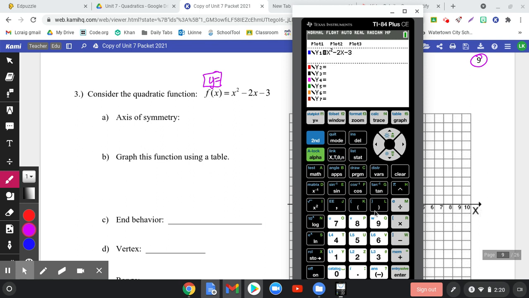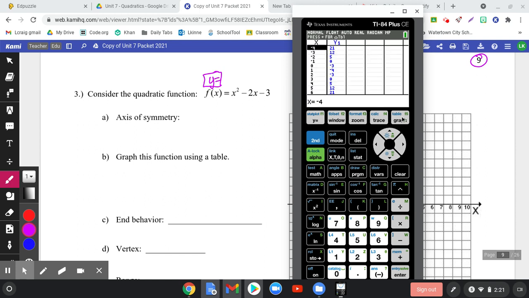If you have trouble graphing using the calculator, please get in touch with me, because this is important for several different topics coming up. All right, so that's what our picture is going to look like. Let's get some actual details. Go to second graph to go to your table.